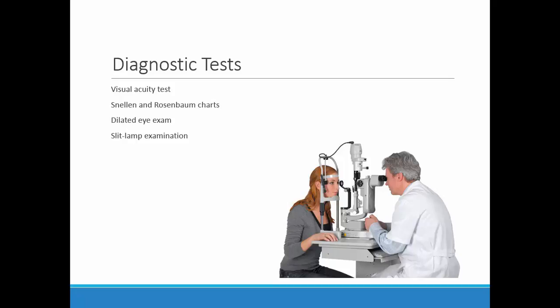Looking at the diagnostic test, a visual acuity test is used using both the Snellen and the Rosenbaum charts, and we've talked about those before. Snellen is long distance and Rosenbaum is close distance. They will also use a dilated eye exam with either an ophthalmoscope or a slit lamp examination, and that is a picture of a slit lamp. And this views the structures of the eye through magnification process.